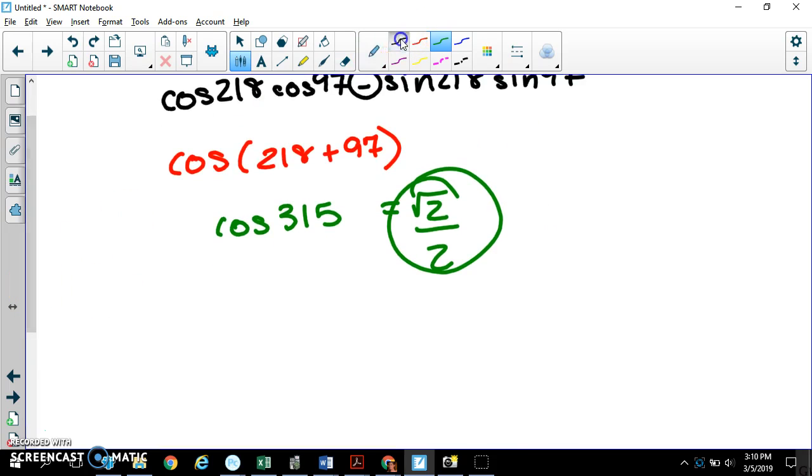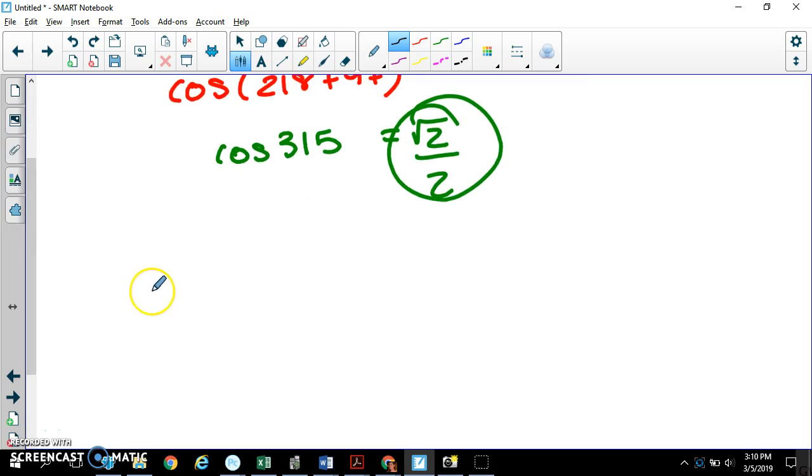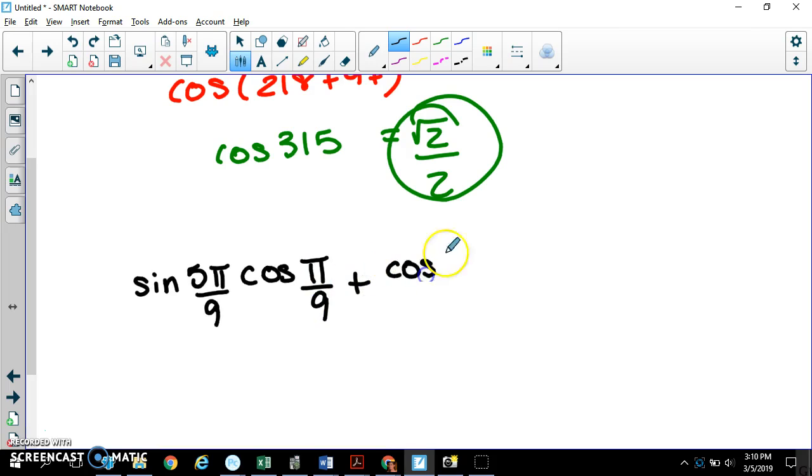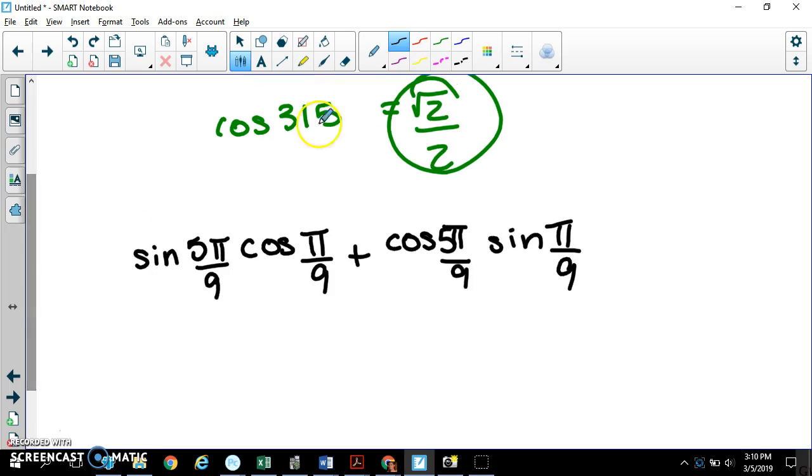So same idea as well on the next one. If I have sine 5 pi over 9 times cosine pi over 9 plus cosine 5 pi over 9 sine pi over 9. When I have all of that together, I've got to look. So if I look at my original equations, sine times cosine plus cosine times sine, that's going to be sine. So I'm taking sine. This is alpha, this is beta. When I'm adding for sine, I'm also adding my alpha and beta together.